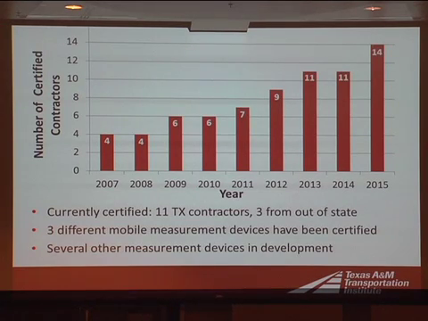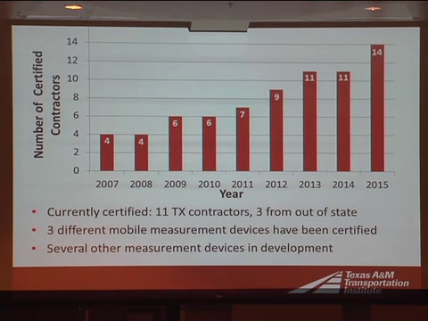Of the certified contractors, 11 are Texas contractors, and 3 are from out of state. Texas by far does the most mobile pavement marking retroreflectivity data collection, has the most contractors, has the most equipment. So TxDOT's way ahead of everybody else, even though some other states are starting to do a lot more. Florida has a lot of mobile retroreflectivity data collection. Several other states have programs in place as well.